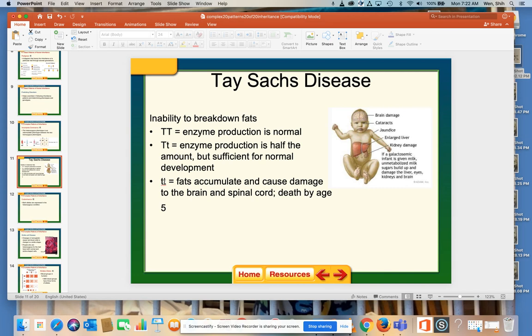However, individuals with Tay-Sachs disease, the homozygous recessive form, the fats will accumulate and cause damage to the brain and spinal cord, which will ultimately result in death by the age of 5. So if it's not the brain or spinal cord that causes the death, it's all these other different types of symptoms that we have on the right.